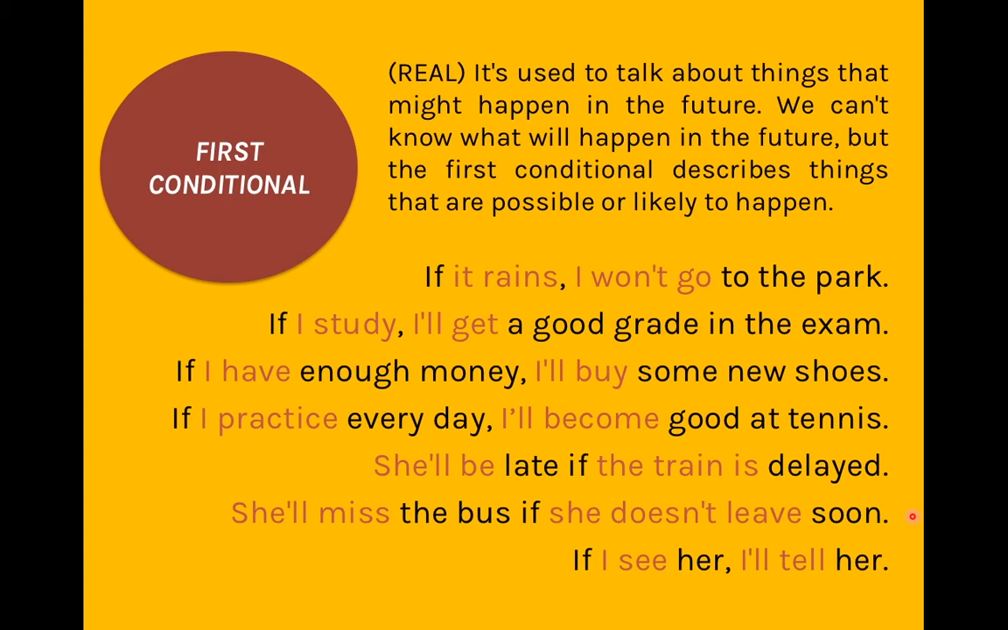And the last one is if I see her, I will tell her. If I see her, I will tell her. Will I see her? Yes, it's possible that I see her. So that's why I write the condition in present simple. And the result, which is also possible, I write it with will.